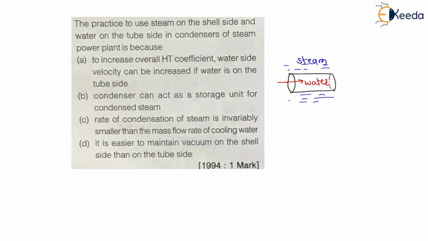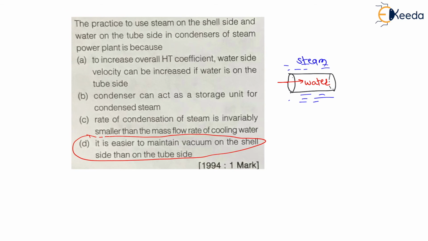Now, why are we doing this? The cold fluid is on the tube side and the hot fluid on the shell side. Why is this so, right? Now, the reason is that it is easier to maintain vacuum on the shell side than on the tube side, right? Option D is the correct choice for this question. Now, let us understand why option D, right?